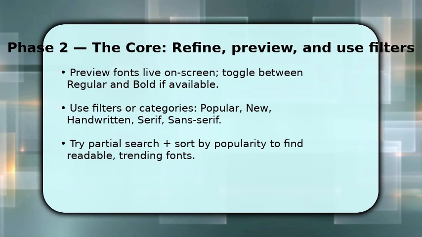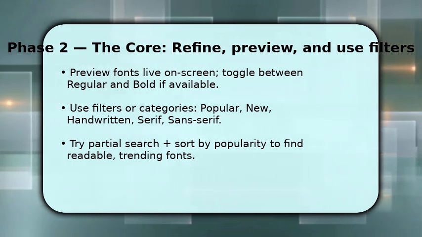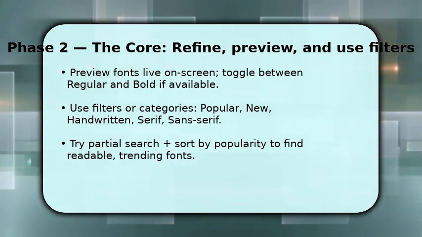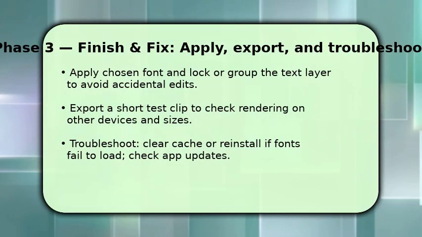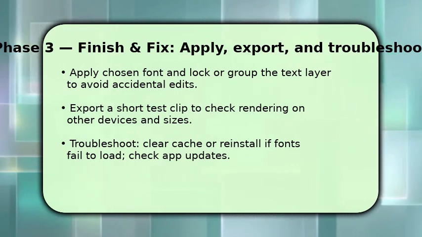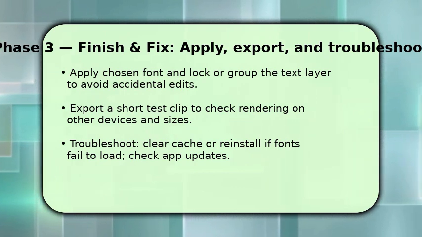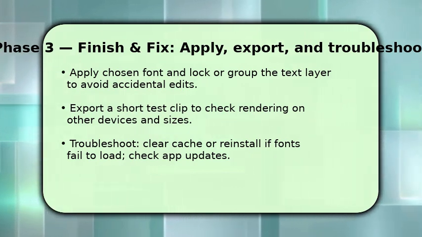When you find a candidate, adjust size, line spacing, and color to test contrast. This prevents readability issues across devices. Finish by applying the font and locking or grouping the text layer so you don't lose it during edits. Once applied, export a short test clip and view it on the target device to confirm rendering and spacing.